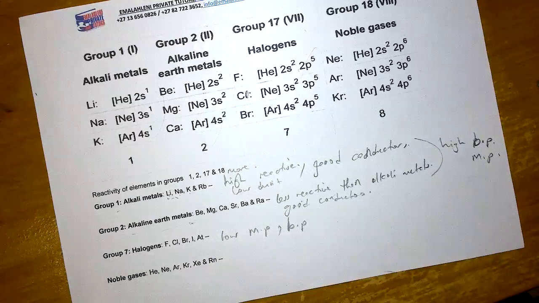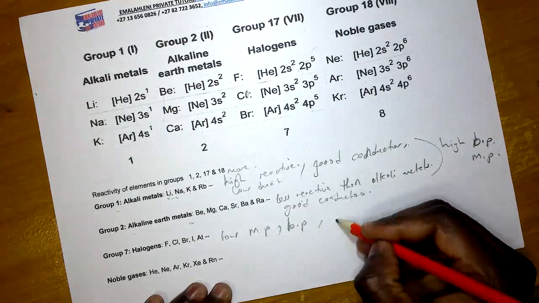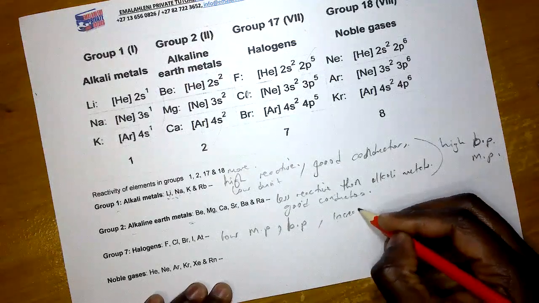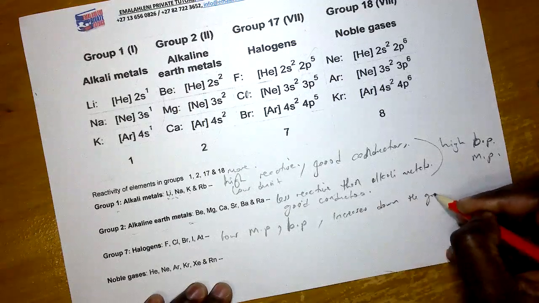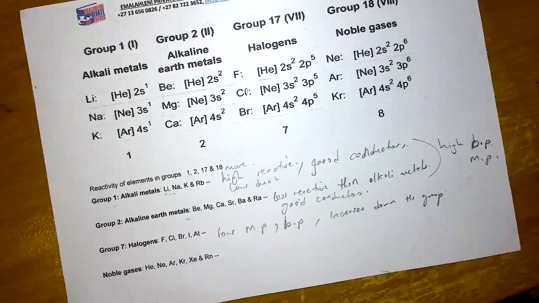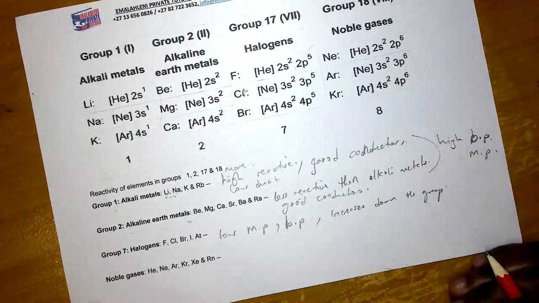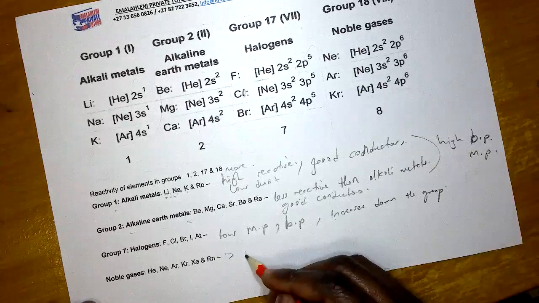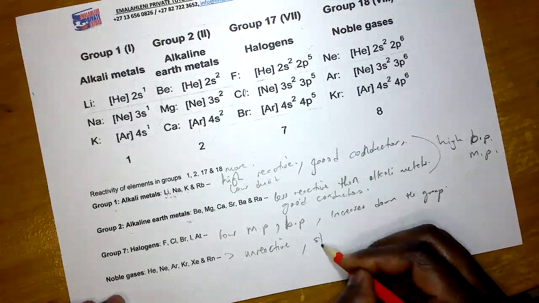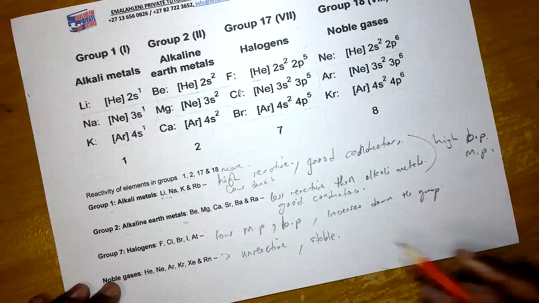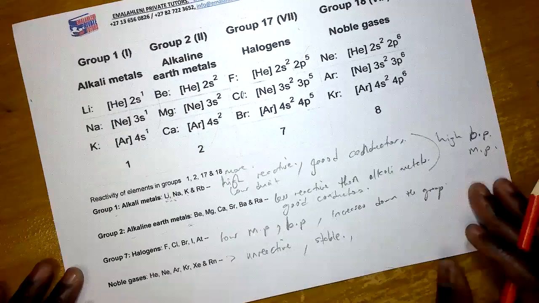Also, the boiling point and melting point increase down the group, because of the intermolecular forces, which increase going down the group. Noble gases are very unreactive. They are very stable. They are stable and unreactive because they have a filled outer shell.